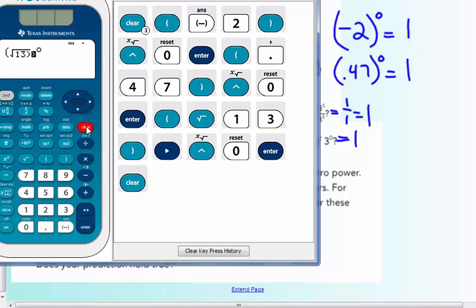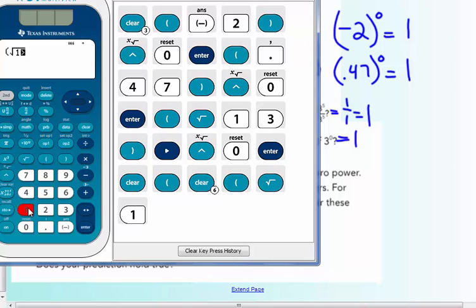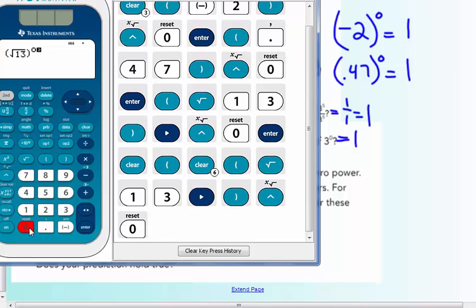Oh, I didn't toggle off soon enough. So let's do that again. Parenthesis, start over. So parenthesis, square root, 13. So toggle off that right here. Then close the parenthesis. So the square root of 13, an irrational number raised to the 0 power, equals 1.